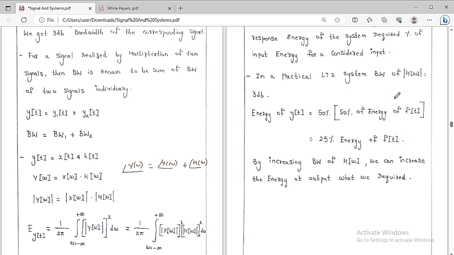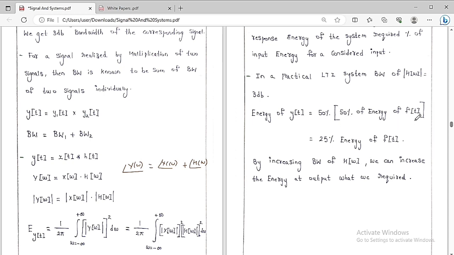So basically, what is the meaning of this one? See, F of t will have a lot of frequencies. Out of that, only 50% we are going to consider. And H of t is also going to consider only 50%. So because of that, we are going to get 50% of the energy of F of t.